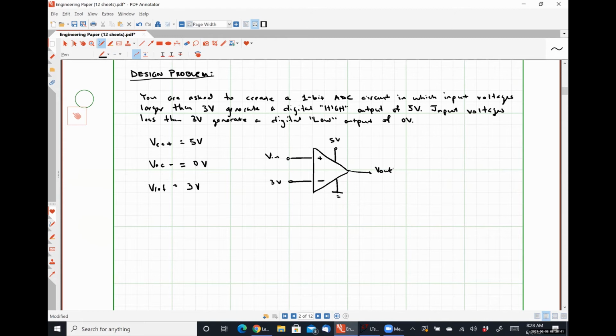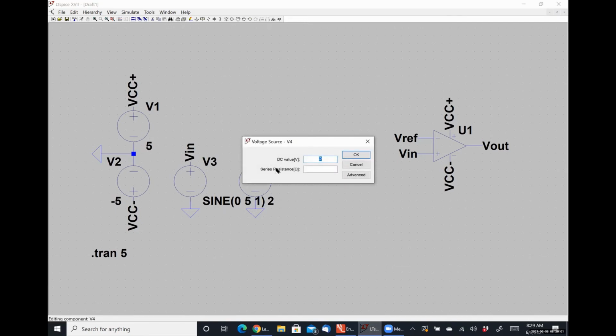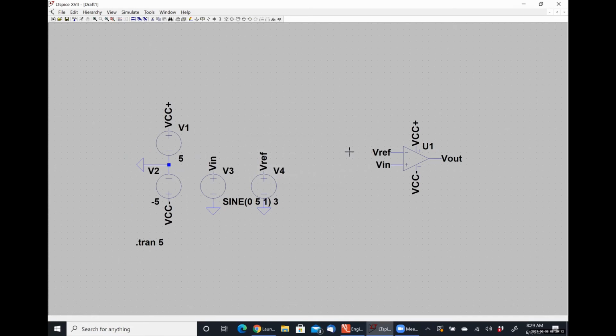And we can verify this with LTSpice. So I've made a simple non-inverting comparator circuit. I need to change one voltage because I used a reference voltage of 2 volts for some reason here. Change to 3, there we go. All right, so let me briefly explain what's going on here. Hopefully everything on the right-hand side, my simple op-amp circuit, makes sense because it's exactly what I just drew.